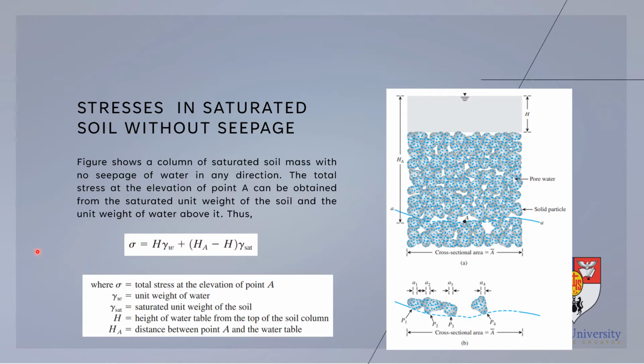Gamma water is the unit weight of water. Gamma sat is the saturated unit weight of the soil, capital H is the height of the water table from the top of the soil column, and H sub A is the distance between point A and the water table.